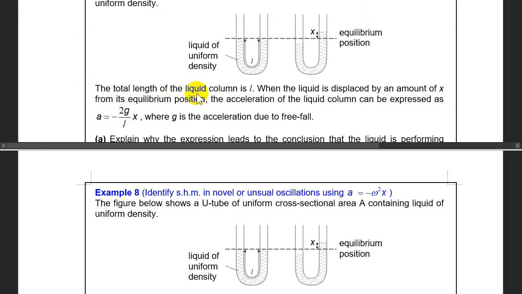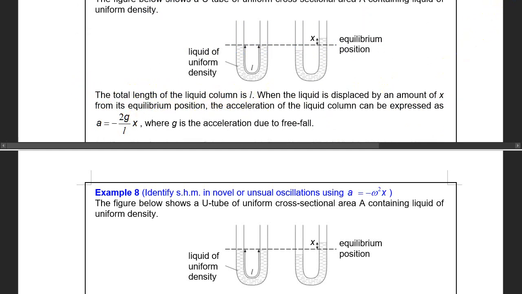The question says the total length of the liquid is L. So from this top, the whole length is L. Then it says that when the liquid is displaced by amount x from its equilibrium position, so like this, if here is x, from its equilibrium position, the dotted line, the original position, called the equilibrium position. Then the question tells us something new, something extra.